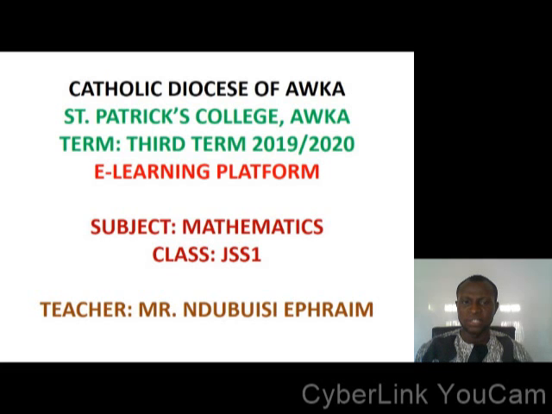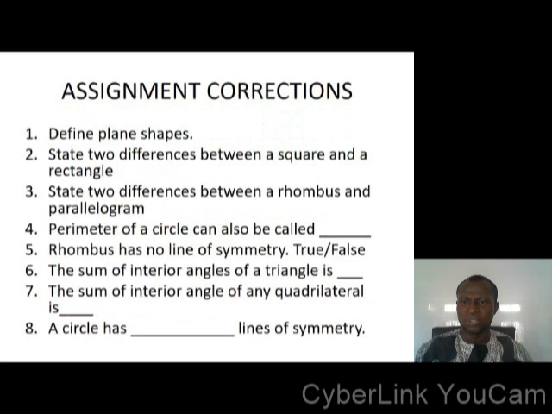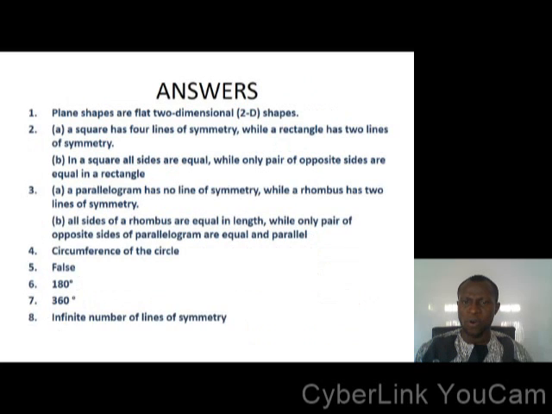Before we begin our lesson this morning, let's do some corrections to the assignments you were given previously. Our assignment ranges from number 1 to number 8, which number 1 says define plane shapes. If you recall, as we explained in our previous lesson, in geometry, the word plane means flat. So we are more interested in the flat surface, on the surface of the shape, not the inner part of it. So we define plane shapes as flat two-dimensional shapes. In other words, we call them 2D shapes.